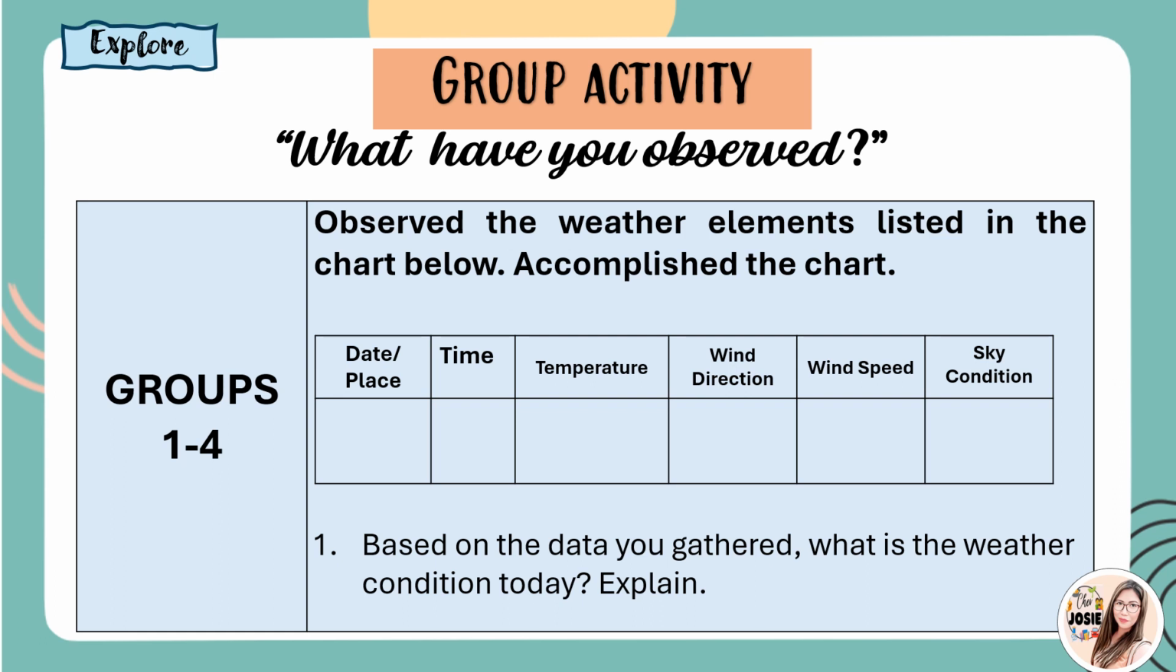Let's have a group activity. It was entitled, What Have You Observed? For groups 1 to 4, here are your tasks. You're going to observe the weather elements listed in the chart below. You're going to accomplish the chart. So you're going to write down the date and the place where you are, the time, temperature, wind direction, wind speed, and sky condition. And then after that, you're going to answer the question. Based on the data you've gathered, what is the weather condition today? And you're going to explain it. Okay?